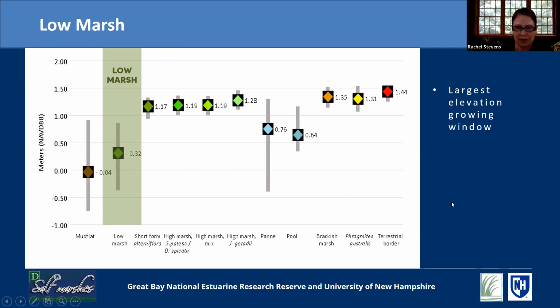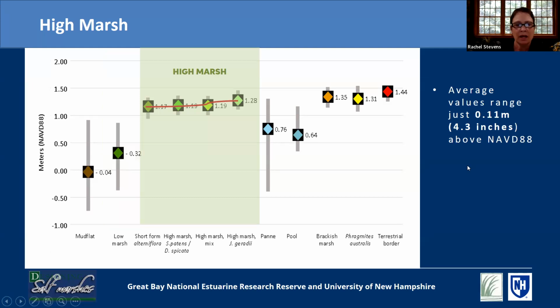And anybody that's walked around in a marsh, this makes a lot of sense. It's full of crevasses and there's lots of elevational variation associated there. In the high marsh, the 4 habitat categories that compose the high marsh, there's just 0.11 meters or 4.3 inches between the average values of them.